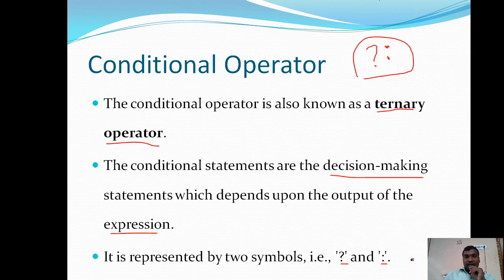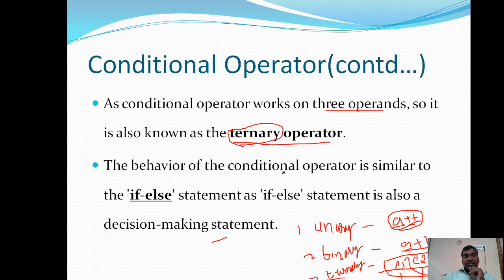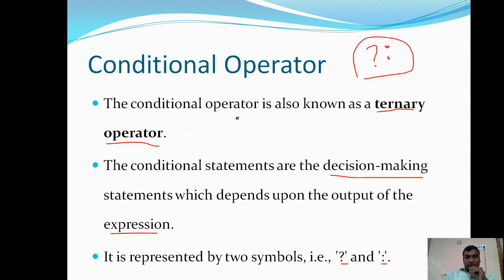That's why we say a conditional operator works on three operands. Any operators that are associated with three operands are called ternary operators. So ternary operator and conditional operator, both names are the same. No need to worry or get confused.